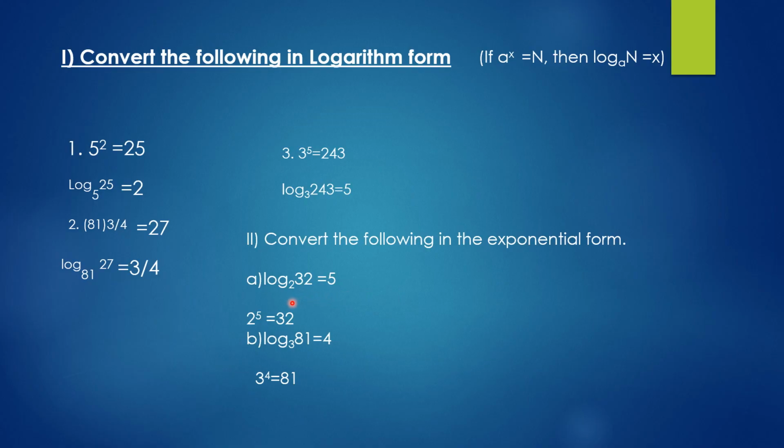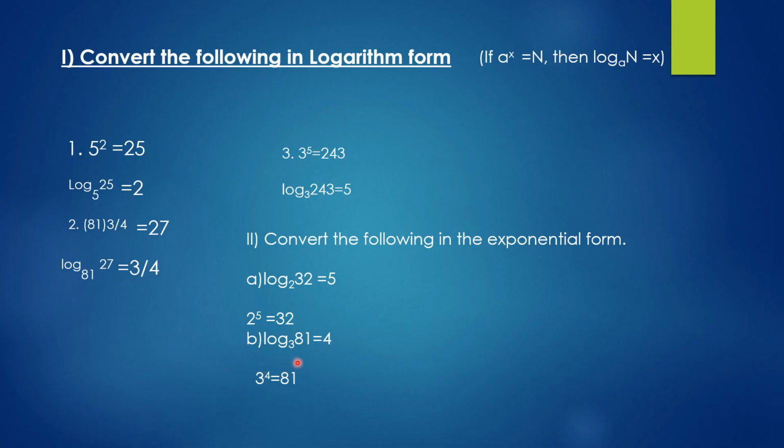So what is the base here? 2. To what power is the base raised to get 32? When the base 2 is raised to the power of 5, you will get 32. Are you clear? So simple. This is the formula you have to apply here while doing these sums.